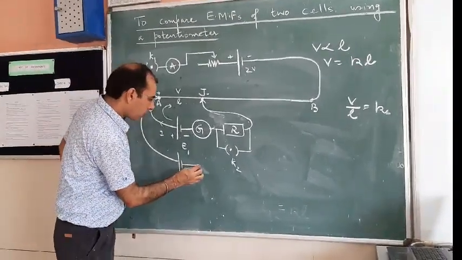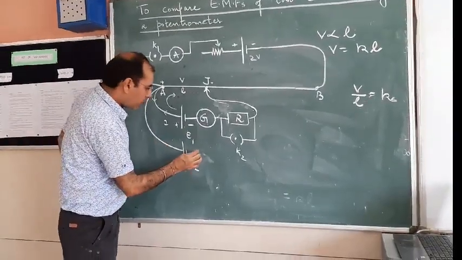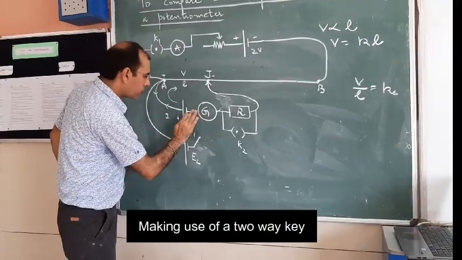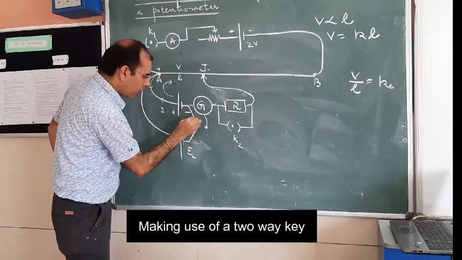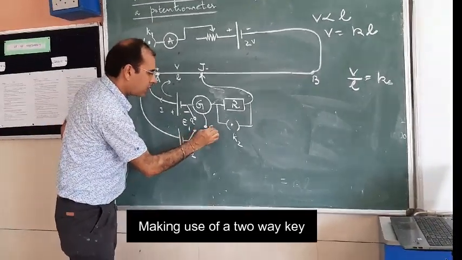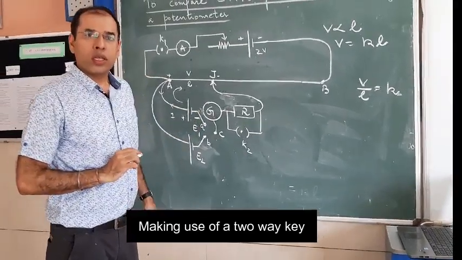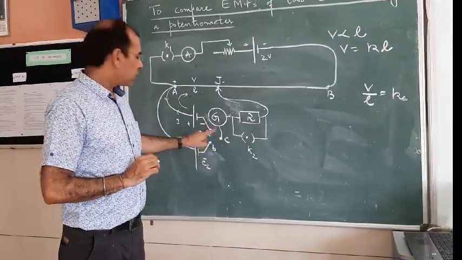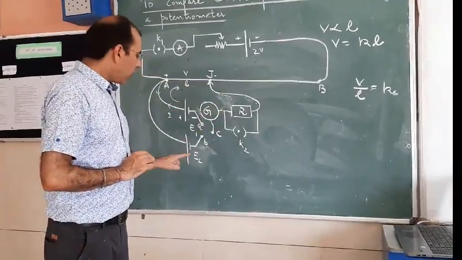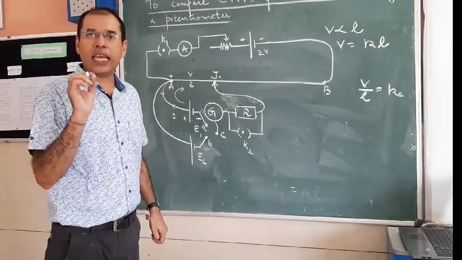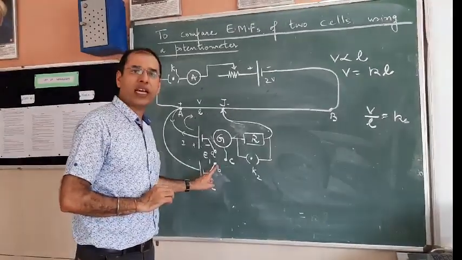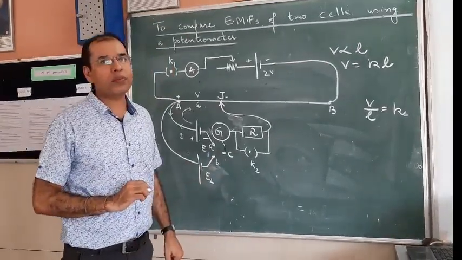Now from here, you can have a two-way key. We are going to name the points as A, B and C. When we connect A and C, the cell E1 will become active and its circuit will get completed. When we have to record the length L for E2, then we will remove the connection between A and C, and instead we will connect B and C, and E2 will become effective.